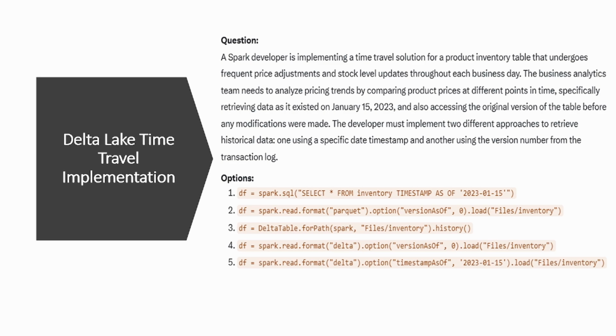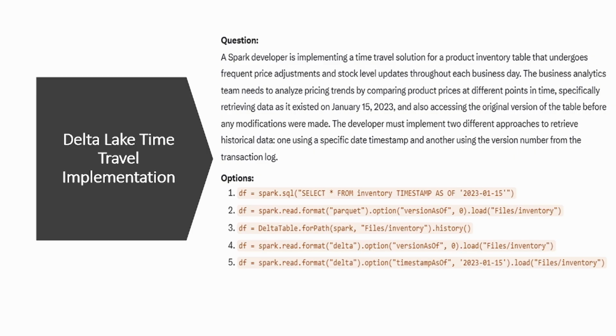A Spark developer is implementing a time travel solution for a product inventory table that undergoes frequent price adjustments and stock level updates throughout each business day. The business analytics team needs to analyze pricing trends by comparing product prices at different points in time, specifically retrieving data as it existed on January 15th, 2023, and also accessing the original version of the table before any modifications were made. The developer must implement two different approaches to retrieve historical data, one using a specific date timestamp and another using the version number from the transaction log.